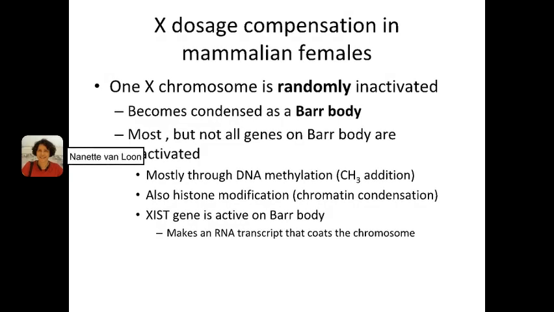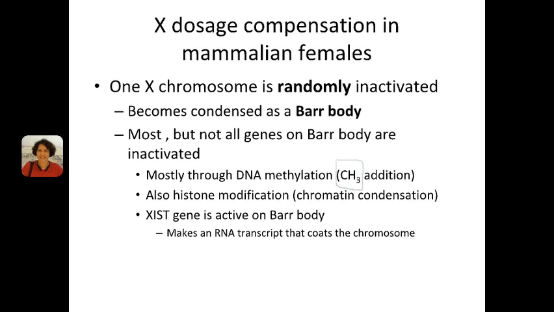So we saw earlier that in mammalian females, one of the X chromosomes is going to be randomly inactivated in each somatic cell. And when that happens, it's actually going to get twisted and condensed as a very small pellet, and that is known as a bar body. The great majority of the genes on the bar body are going to be inactivated, and this occurs through a process known as DNA methylation, or the addition of a methyl functional group to the DNA on the X chromosome that's going to be inactivated.